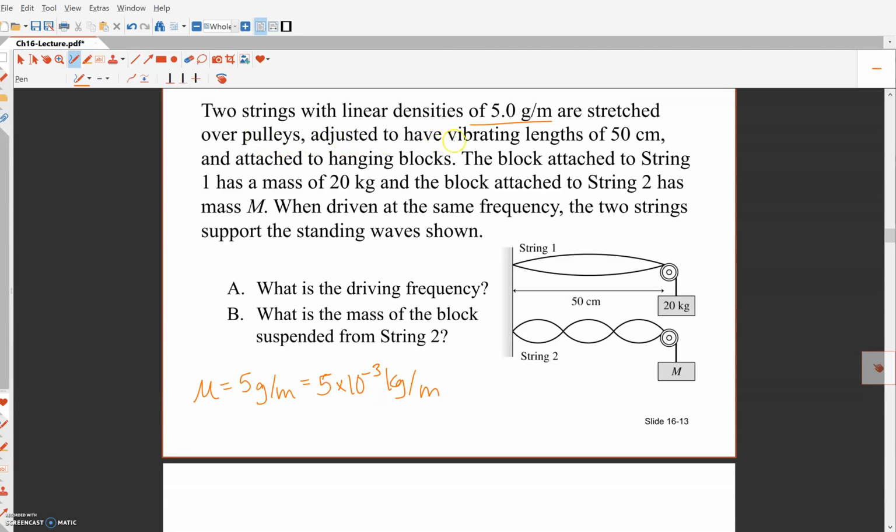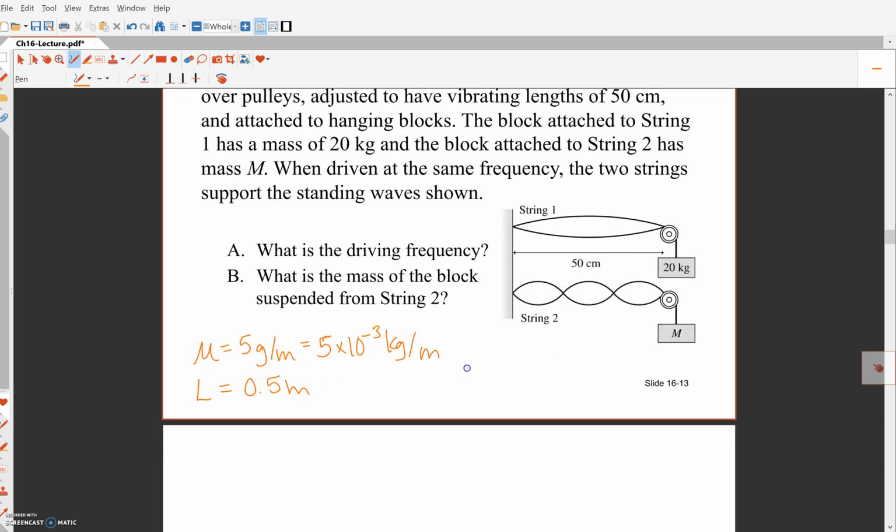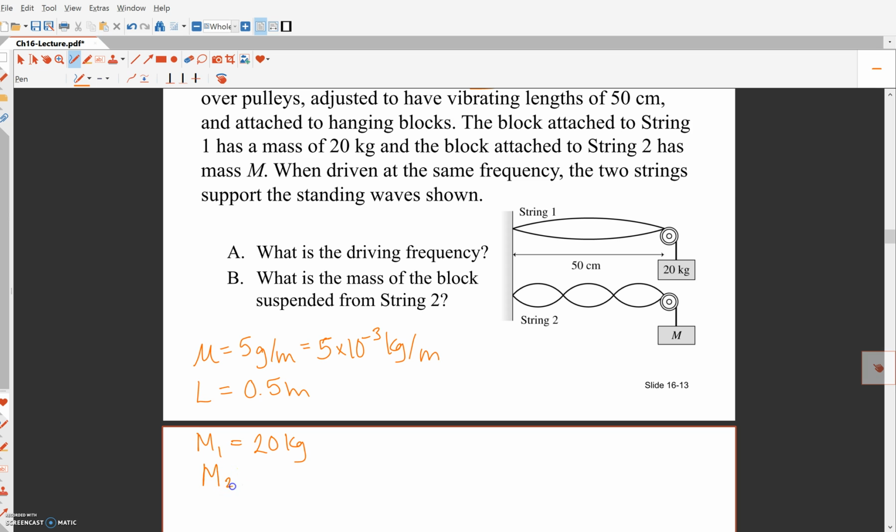Stretched over pulleys adjusted to have vibrating lengths of 50 centimeters, so both of them have a length of half a meter, and attached to hanging blocks. The block attached to string 1 has a mass of 20 kilograms, so M1 is equal to 20 kilograms. And I'm going to call that M1, string 1, right? And the block attached to string 2 has an unknown mass M.